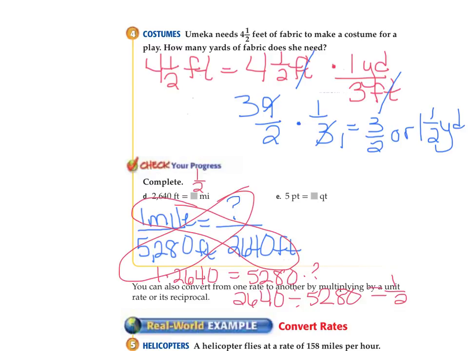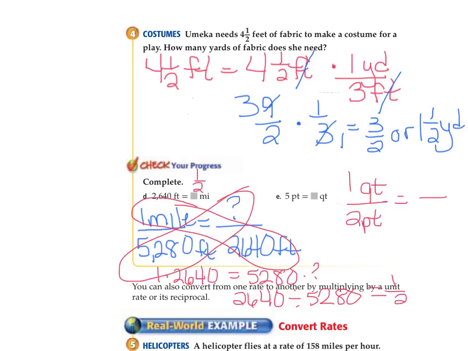So let's try this one, pints to quarts. I have to look back at my chart to see the conversion for pints to quarts because I always forget this. 1 quart is 2 pints. Okay, so let's write down 1 quart is the same as 2 pints.